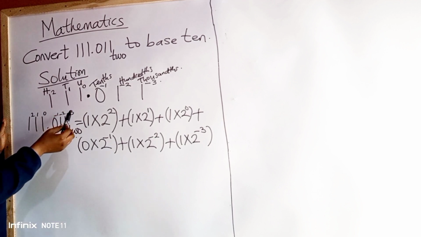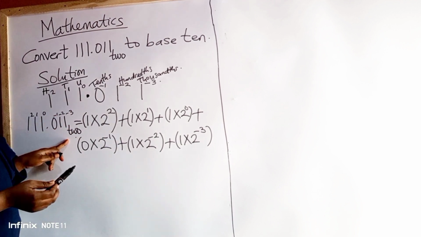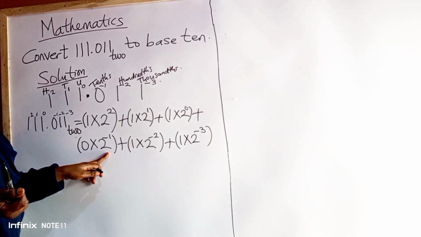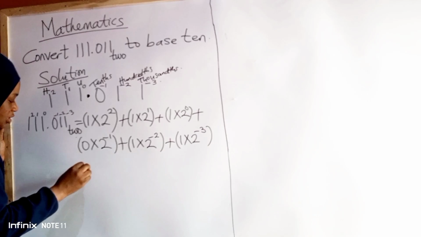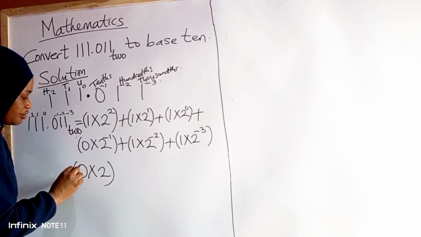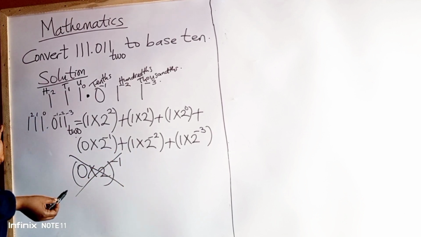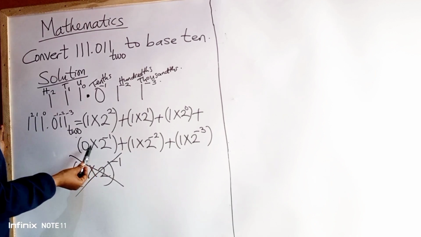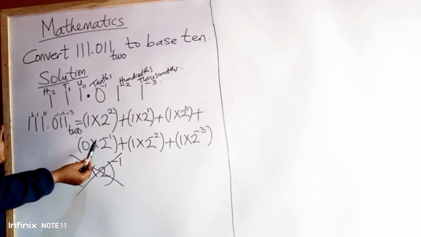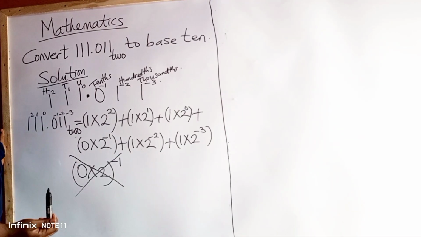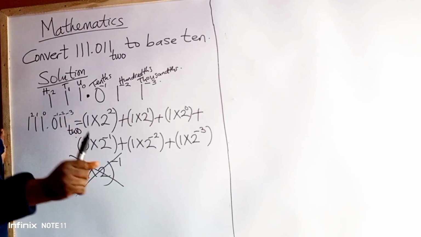So who owns these exponents? It is the base that owns them. Not like this: 0 multiplied by 2, everything raised to the power minus 1. This is totally wrong. Please don't do it like this. It is the power that we are multiplying each digit with that owns the exponent. So we have to be careful.